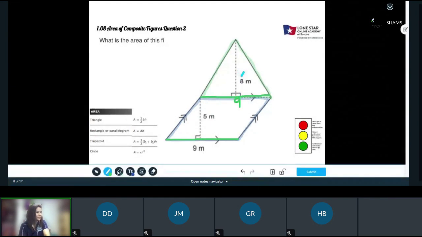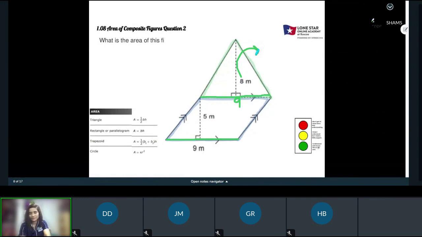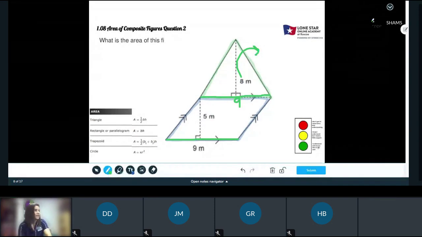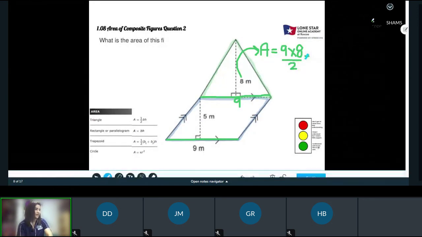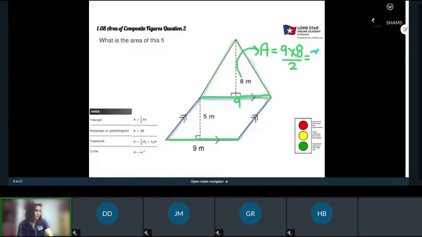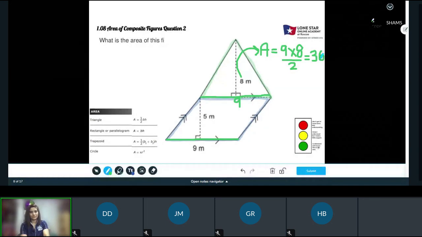Let's go ahead and find area of the triangle. And I will say area of a triangle is base times height divided by 2. Base is 9 and height is 8. So 9 times 8 is 72 divided by 2. Right? And area of the triangle is 36.